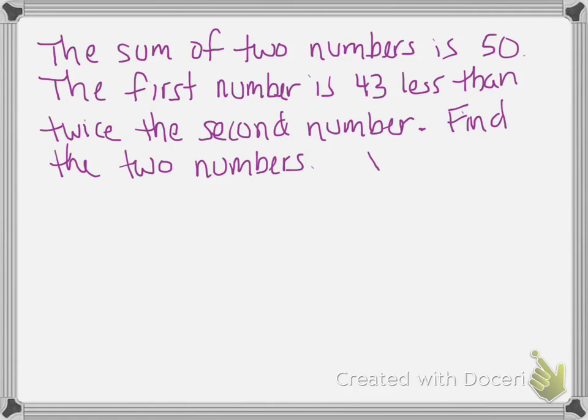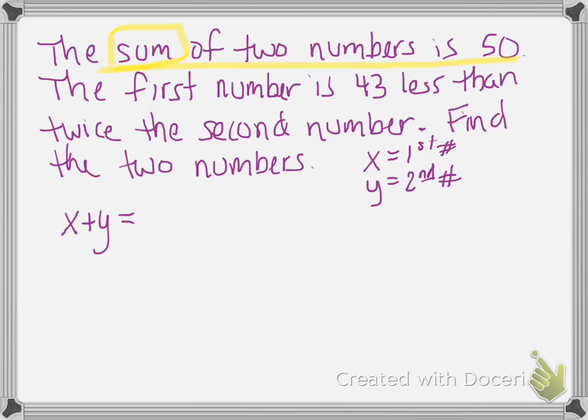So the first thing I'm going to do is pick an x and a y to represent it. So x is going to be my first number, and y is going to be my second number. Okay, so if I look through this first sentence, the sum of the two numbers is 50. So sum indicates addition, so I should be able to say x plus y equals 50. Then if I take a look at the second part, it says the first number is 43 less than twice the second.